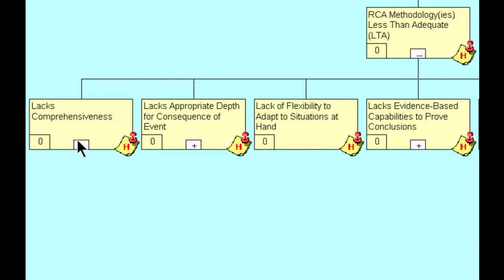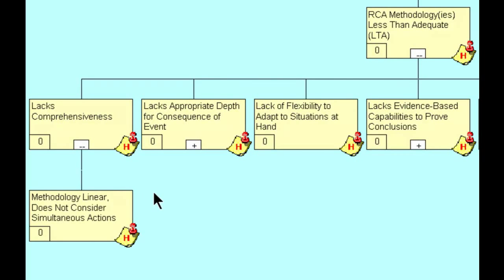They lack comprehensiveness. How could they lack comprehensiveness? Their methodology itself is linear in nature. It does not consider simultaneous actions. So perhaps if we're using a 5 whys approach where we have linear logic and we had things happen in parallel, the tool would not be capable of looking at those things happening simultaneously. So that's what we mean by comprehensiveness.